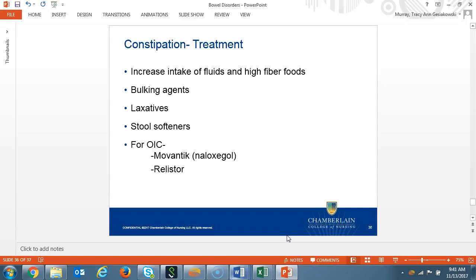There are some relatively new medications in existence that are able to treat opioid-induced constipation. One of the most common medications for OIC is Movantik, or naloxegol. This is usually started at 25 milligram tablets once daily in the morning or on an empty stomach. Relistor, methylnaltrexone, is another medication that is available in a subcutaneous and oral formulation. Oral dosing starts at 450 milligram tablets once a day.